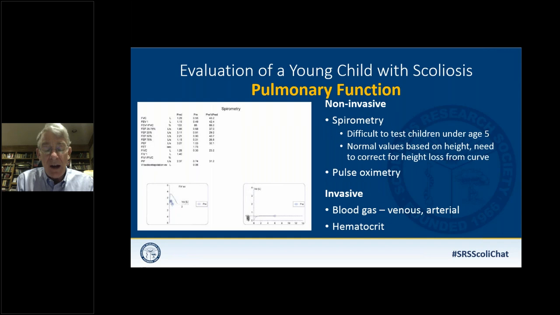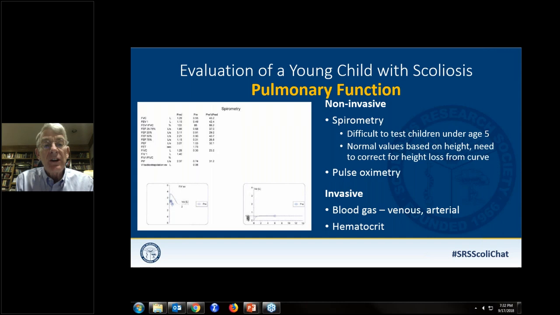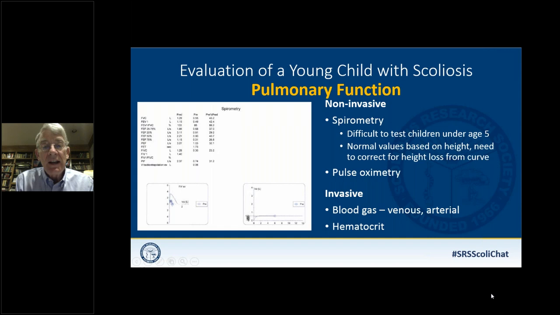Pulmonary function, as Dr. Vitale has alluded, is really what we're concerned about in these kids. It's difficult to accurately get pulmonary function studies in most circumstances in children under age 5. They don't cooperate well, and also the normal values are not really there for kids less than 5. And then finally, those normal values are based on the height of a child, so you may need to correct for the height loss. Otherwise, you may not get a true sense of how much pulmonary function they've lost. You can also do pulse oximetry and draw blood gases and other things, but that means sticking them with a needle. Next slide, please.